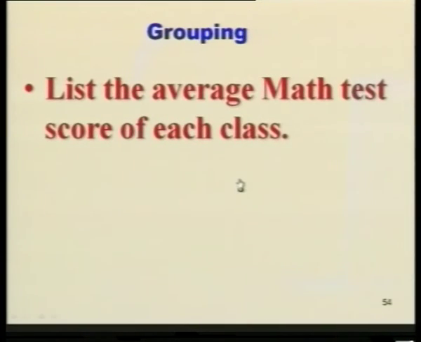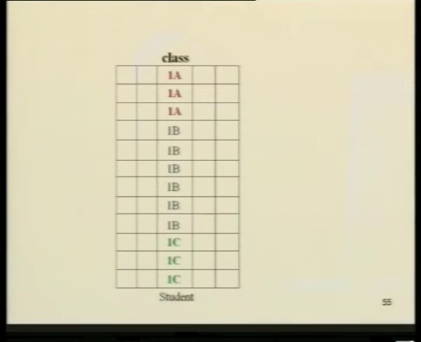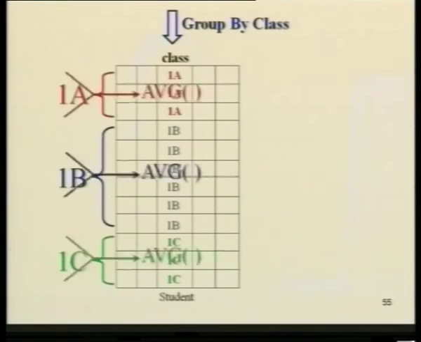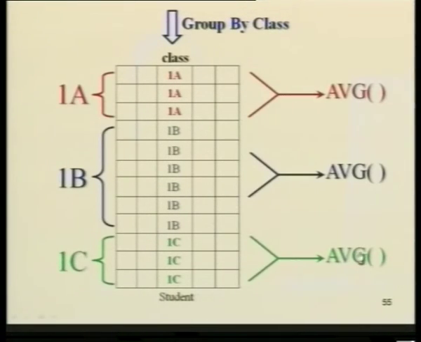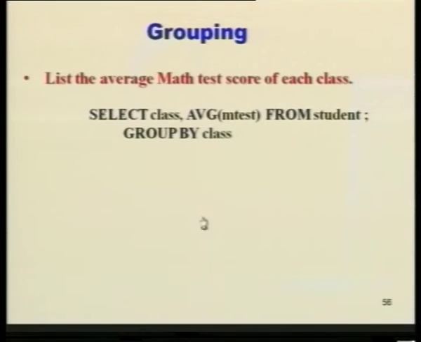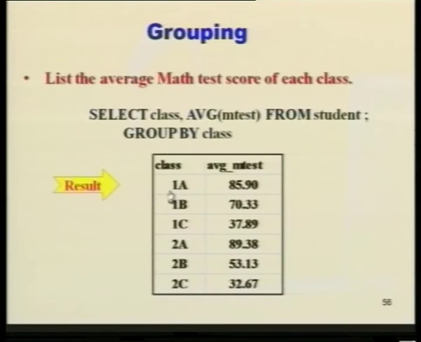Okay. So, list the average math score of each class. Here, instead of using count, we are using average. This is the same, but the only thing we will be using is the average. List the average here; this is the only thing that changes, but group by class is the same. So, I will get class 1A, what is the average math score, 1B, what is the math score, and so on.